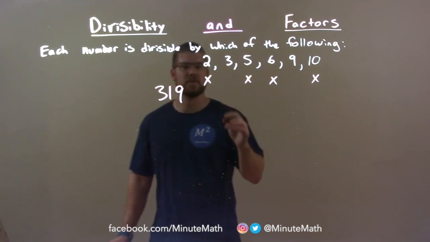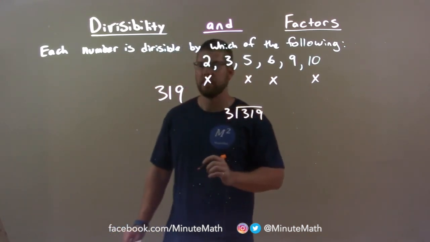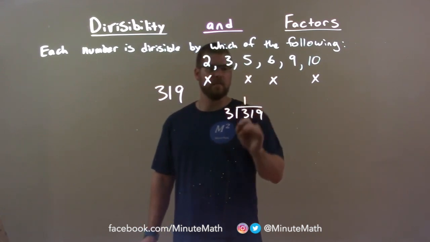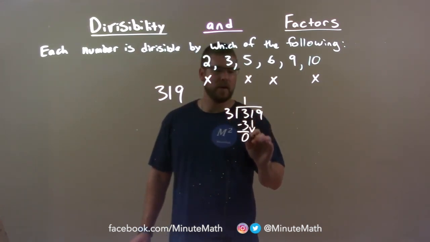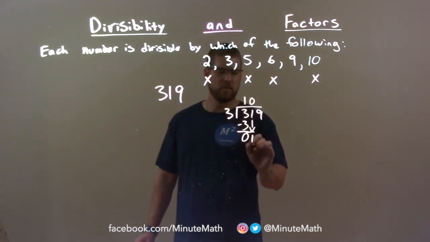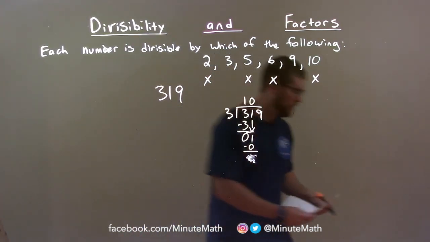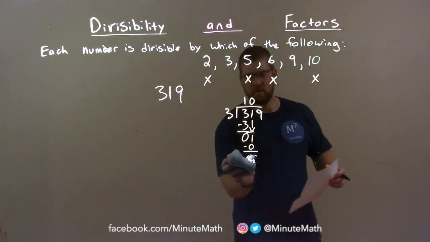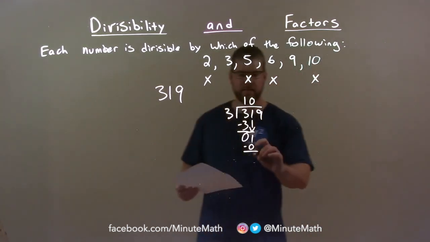So let's do some long division to see. Does 3 work into 319? Well, 3 goes into 3 one time, starting good. 1 times 3 is 3. Subtract, 0. Bring down the 1, 1. Does 3 go into 1? No. 0 times 3 is 0. Subtract. Oh, not 0, but 1. Excuse me. And a 1 there.